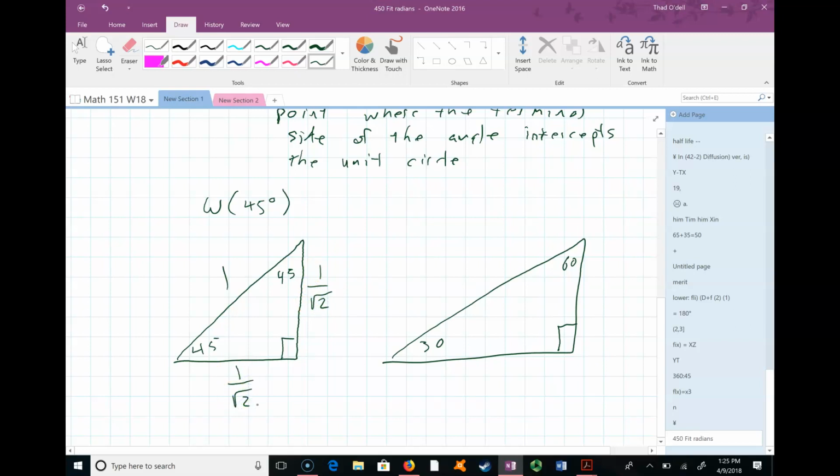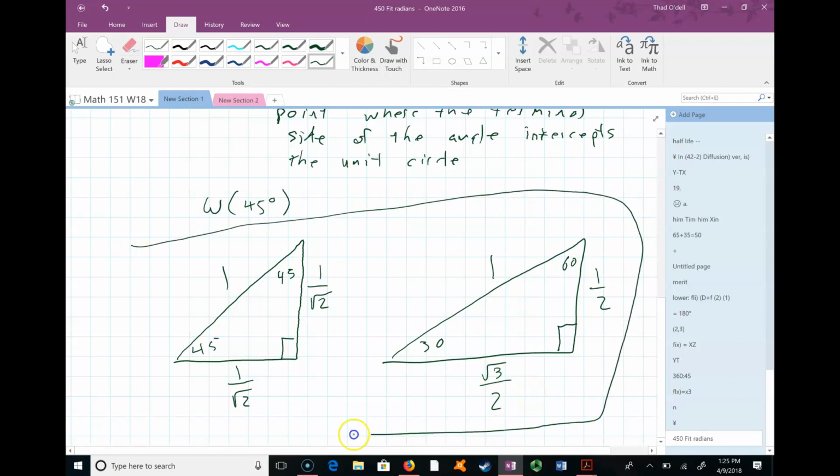Likewise, on the 30, 60, 90, the hypotenuse is 1, and the short side of a 30, 60, 90 triangle is always half the hypotenuse, so I'd make this 1/2. And the longer leg of the 30, 60, 90 is always square root of 3 times the short leg, so this would be square root of 3 over 2. So these triangles right here, if you don't have them already, you need to memorize them.